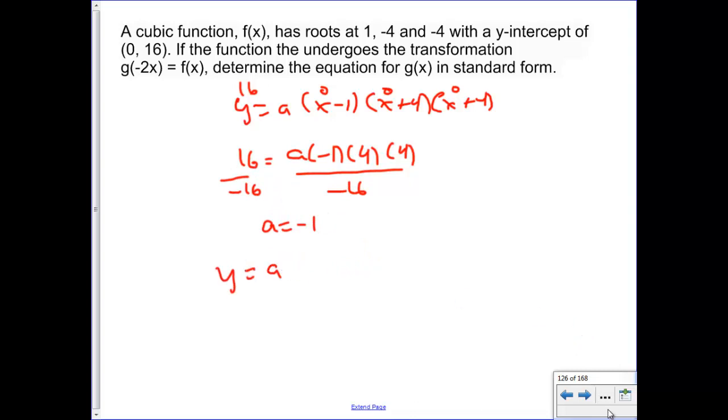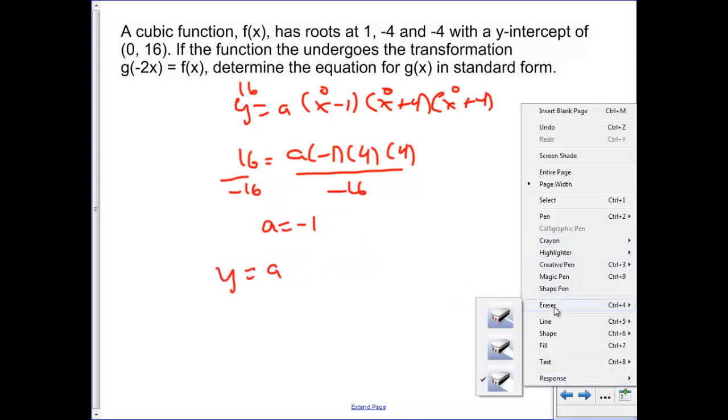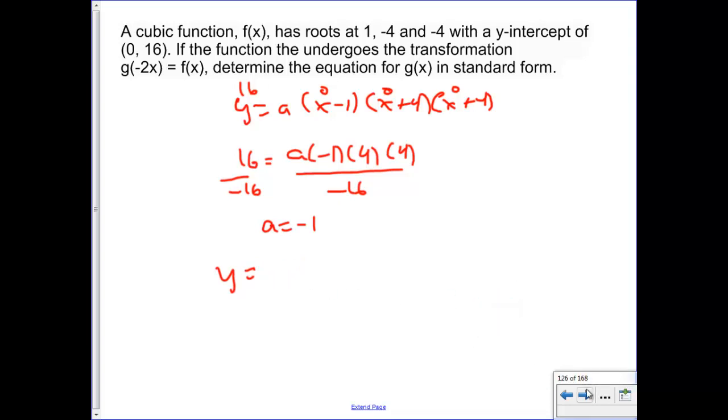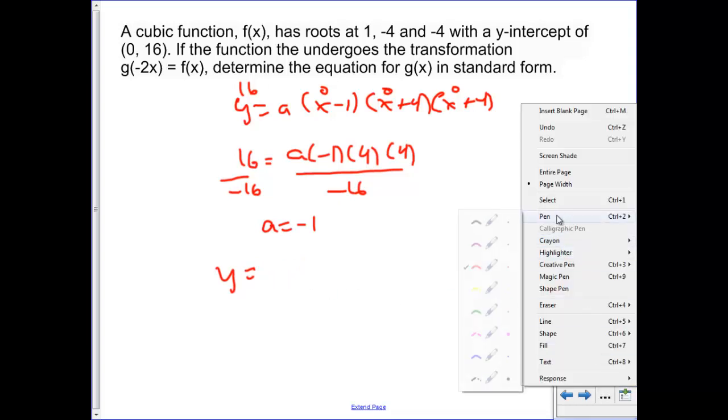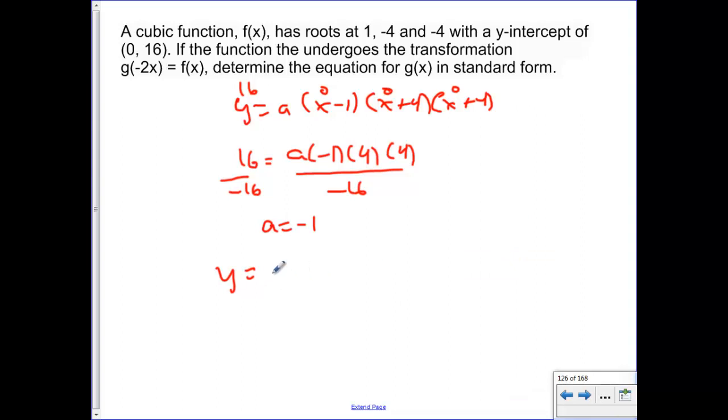So here's my equation. Y equals a... No, I don't need a anymore, do I? Quick question: how did you get x plus 4 squared, not cubed? Why are we dividing by negative 16? Because negative 1 times 4 times 4 is negative 16.